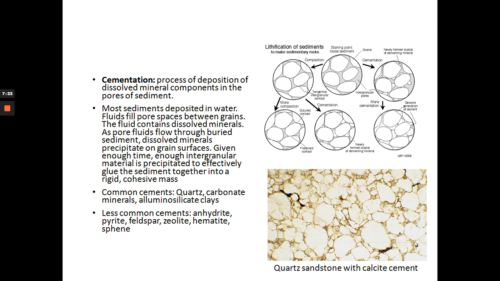So lots of different kinds of minerals can form a cement between grains of sand. Quartz is a common cement. Carbonate minerals like calcite are a common cement, and also aluminosilicate clays. Less common cements are minerals like anhydrite, pyrite, feldspar, zeolite, hematite, and sphene. So lots of different minerals can form a cement.